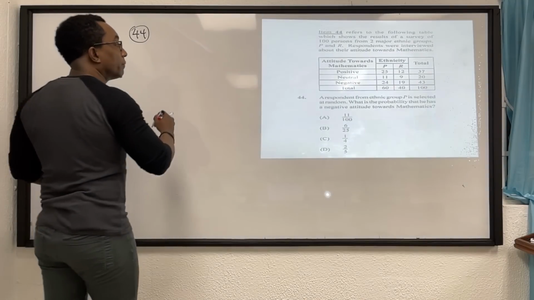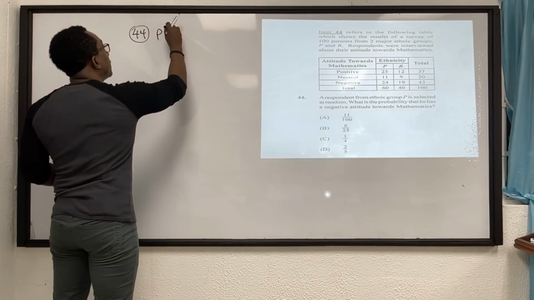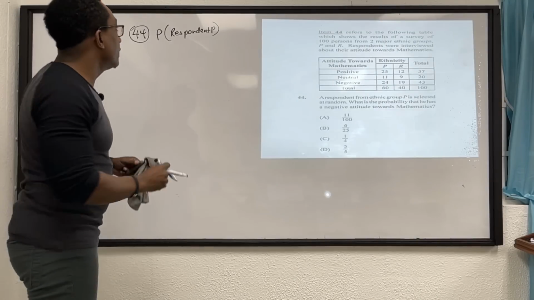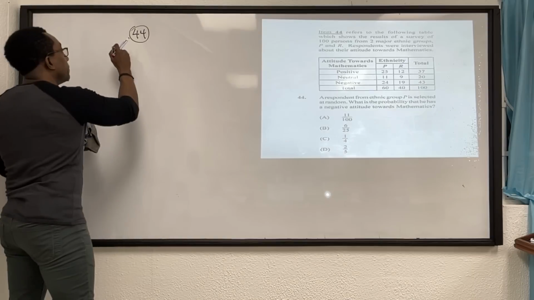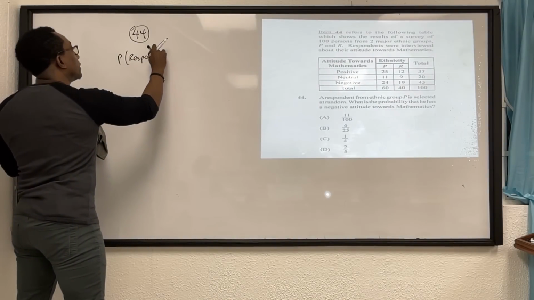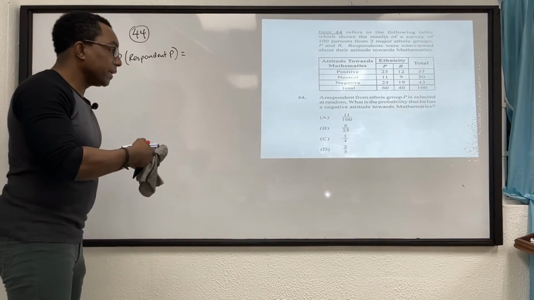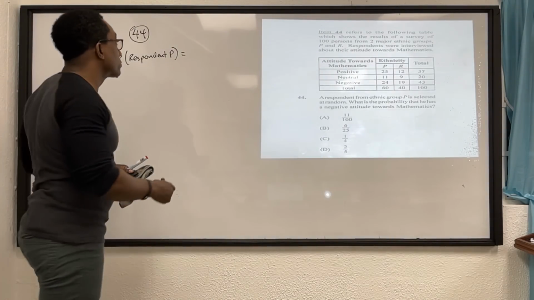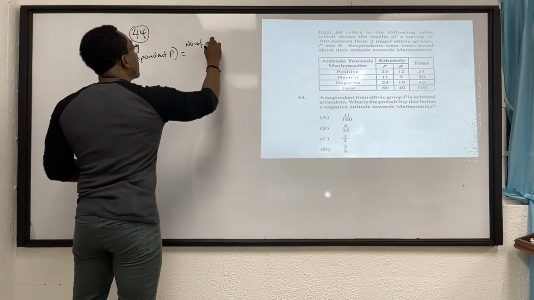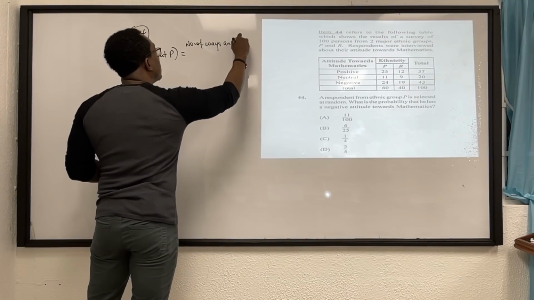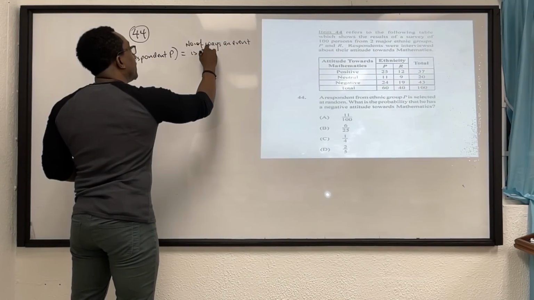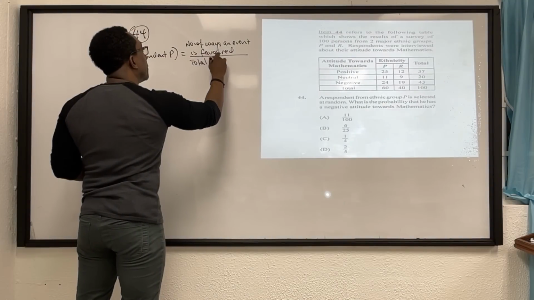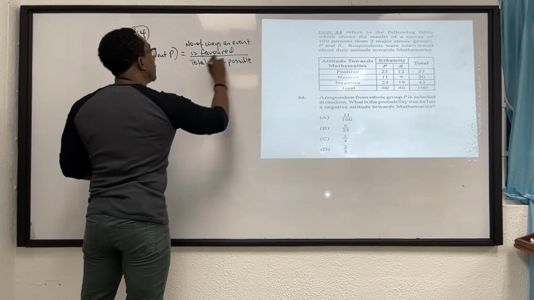So, probability of respondent P, and probability is the number of ways an event is favored over the total number of possible ways.